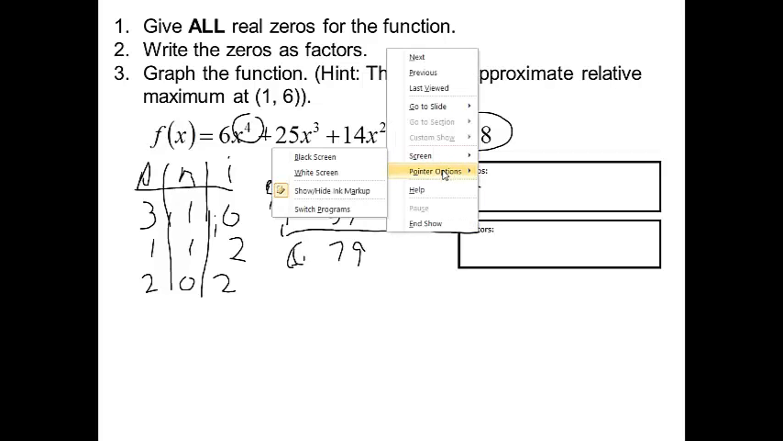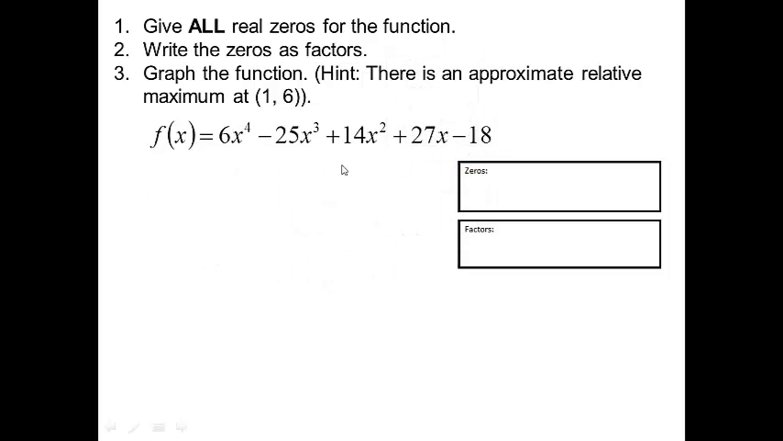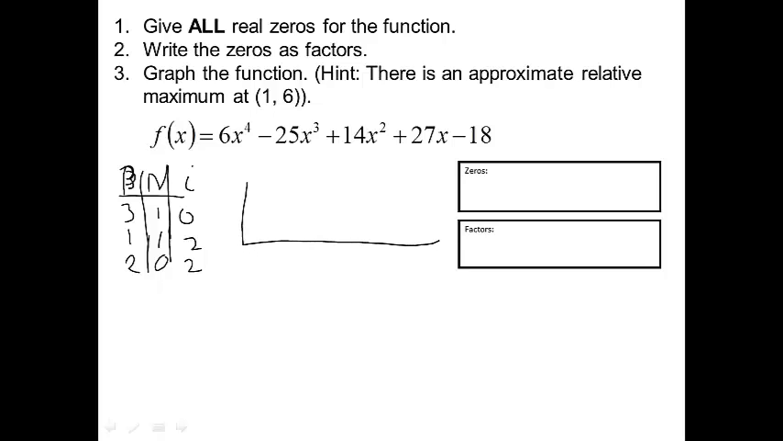All right, so let's see here. Let's get my table back. Positive, negative, and imaginary. Here was 3, 1, and 0, 1, 1, and 2, and 2, 0, and 2. Alright, so I'm going to try, let's say, how about a negative 1? So 6, 25, 14, 27, and negative 18.